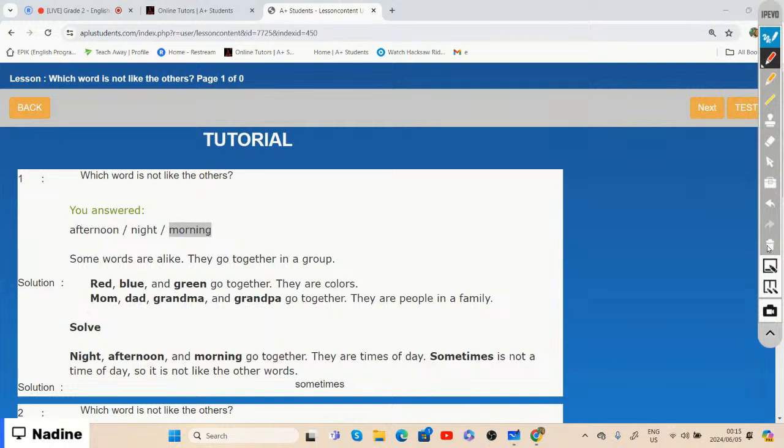Yes, and then we also make mention of red, blue, green, which are colors that go together. Mom, dad, grandma, grandpa, they are family members that go together. Floor and roof, mm, unless we say that it's also part of a house, right? It's just that the one is the floor that we walk on, and the roof is something that covers the house.